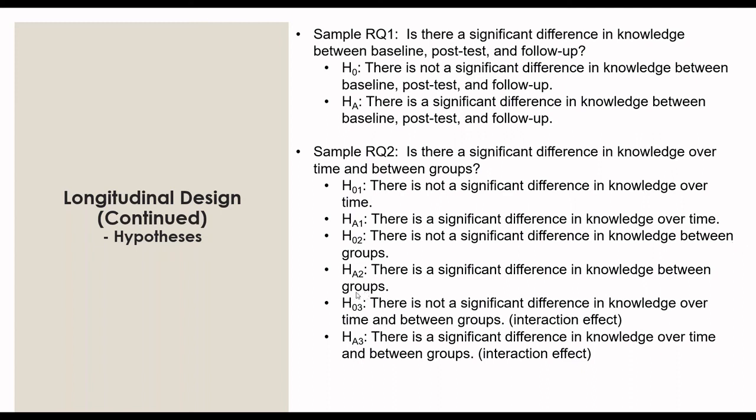And is there a difference between time and group simultaneously? So you would have pre-test control, pre-test experimental, post-test control, post-test experimental. There are 4 possibilities there. So that's what this final hypothesis would test. And that's usually the goal of this research question. It's the best way to prove if the intervention was effective or not.